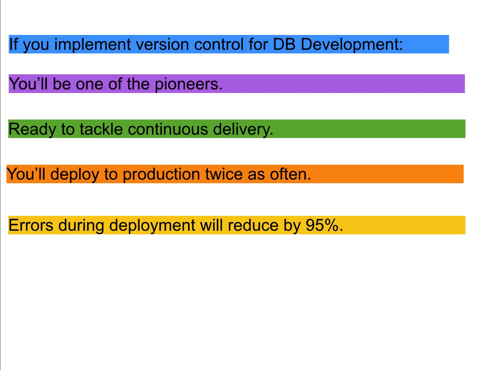And on average, we see a 95% reduction in errors during deployment at any stage. There might be errors when you deploy to test, there might be errors when you deploy to user acceptance testing. At any stage, you'll see fewer and fewer errors.